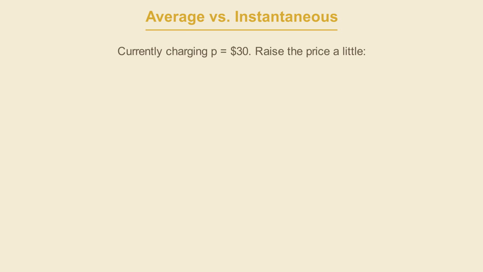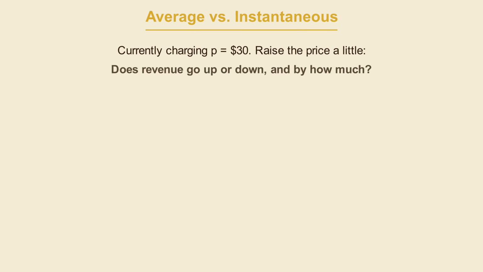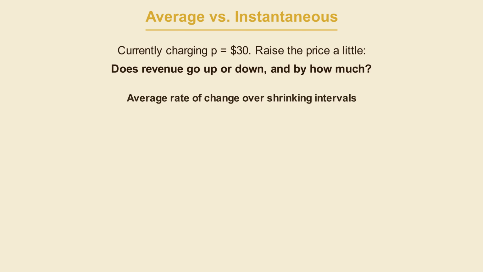So here's the question. You're currently charging $30. You want to know, if I raise the price a little bit, does revenue go up or down, and by how much? One approach is to just look at the average rate of change. From a price of $30 to a price of $40, revenue goes from $21,000 to $24,000. That's a change of $3,000 over a $10 price increase. So on average, revenue went up by $300 for every $1 increase in the price.